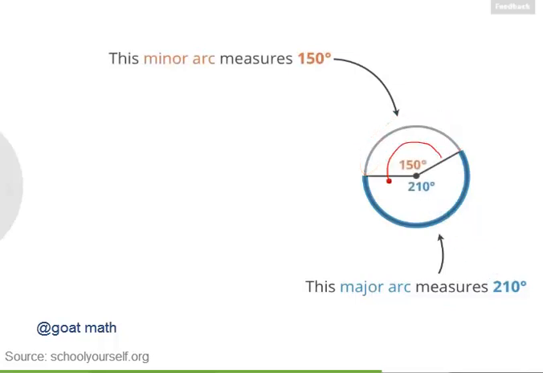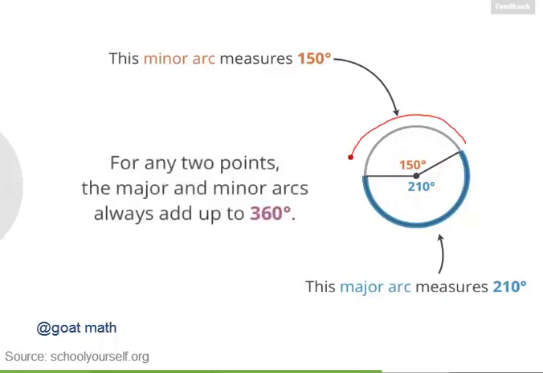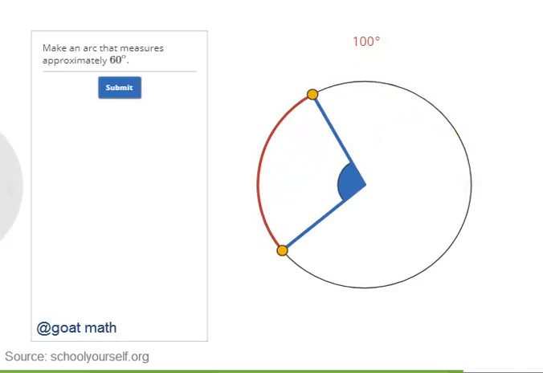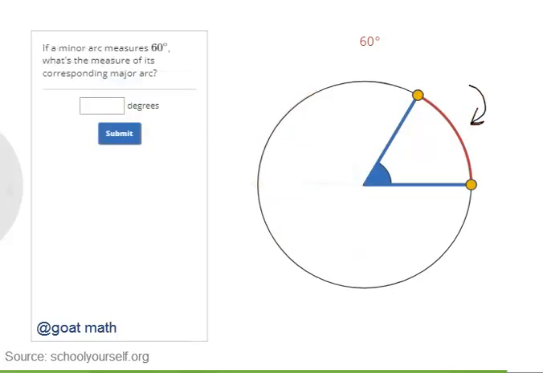And so just as their central angles add up to a complete rotation, or 360 degrees, the major and minor arcs for a given pair of points also always add up to 360 degrees. So now it's time for you to make your own arc. Try moving these 2 points on the circumference around so you have a central angle and an arc that each measure about 60 degrees. Great, so here's a 60-degree arc. And finally, what's the measure of the corresponding major arc that goes with this minor arc of 60 degrees?